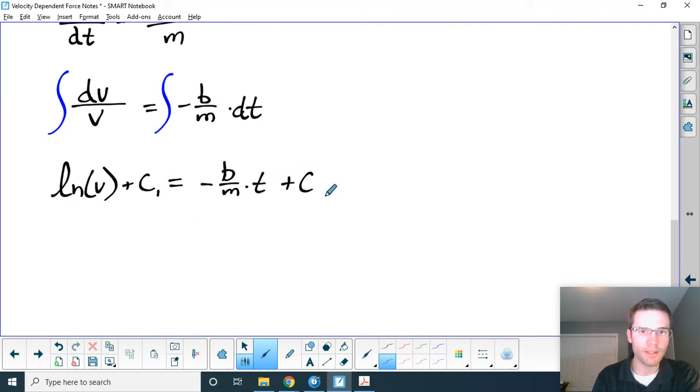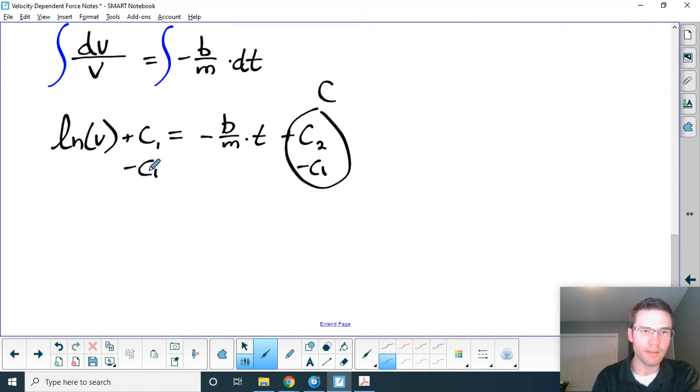We'll call these c1 and c2. If I have constants on both sides, I can combine those to just be one constant. So you can subtract c1 from both sides. That would give me one new constant here. I'll just call it c. And c1 minus c1 is 0. So I get natural log of v equals negative b over m times t plus c.